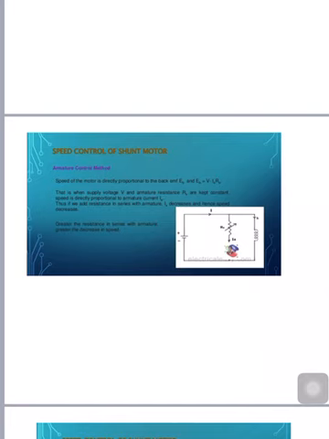armature, Ia decreases, and hence speed decreases, and the greater the resistance in series with the armature, the greater the decrease in speed. So in the armature circuit, we are incorporating some extra resistance, and we know that speed is directly proportional to armature current Ia. So if we add resistance in series with the armature, Ia decreases, and hence speed decreases.